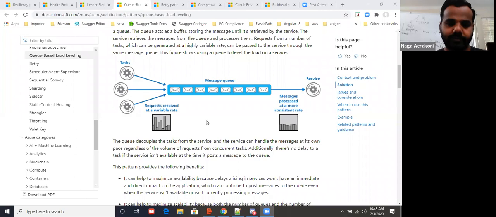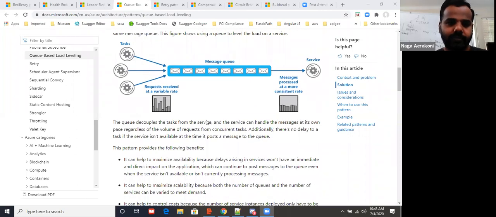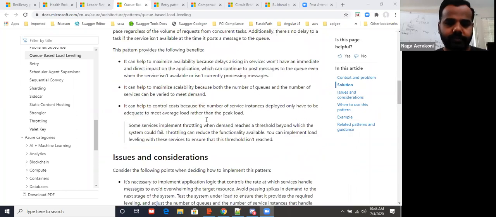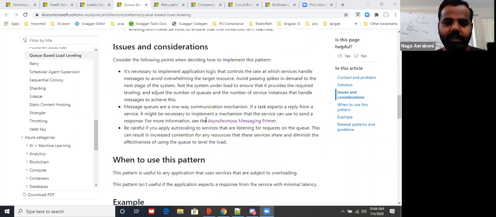Okay. Again, most of these patterns are designed around eventual consistency, right? Any other questions?